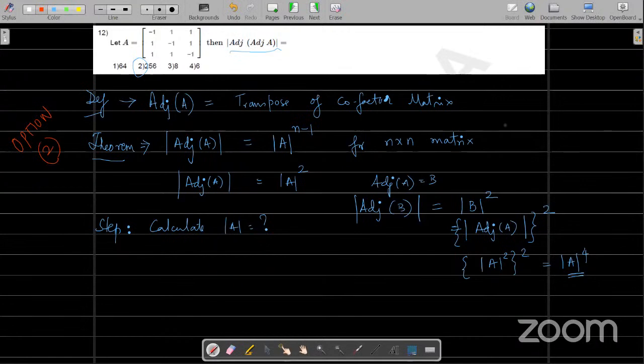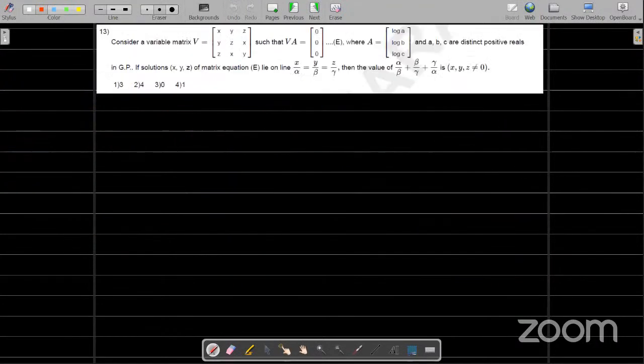Right, next problem. I think we're going a little slow. Let's see if there is something which is a repetitive kind, we will skip, and at least a few more problems can be done.